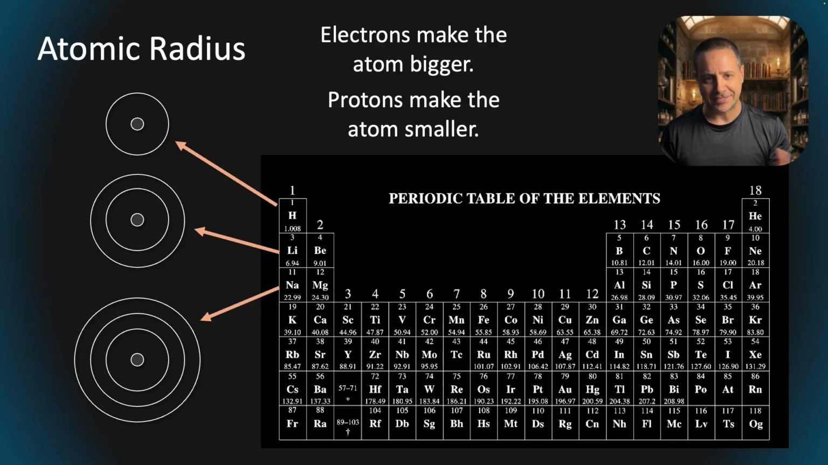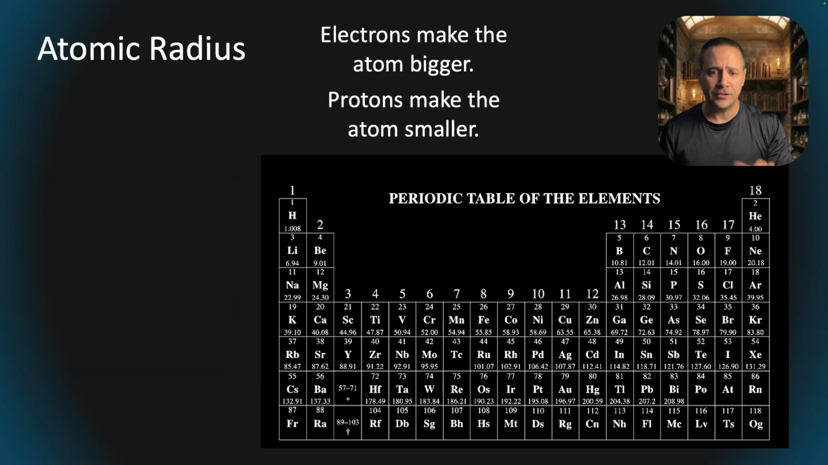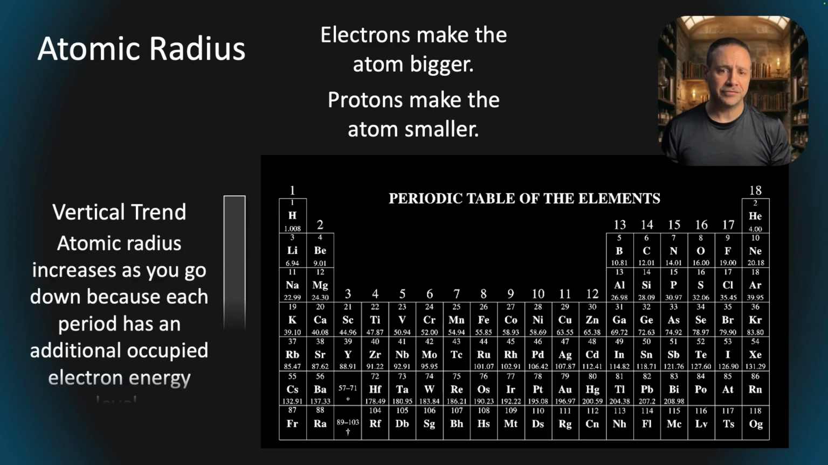However, in this case, adding the additional orbitals as we go down the periodic table is going to cause a larger increase in atomic radius than the nuclear charge will shrink it. So the most impact you get is from the number of occupied energy levels. Down any group, the more energy levels you have, the larger the atomic radius will be.